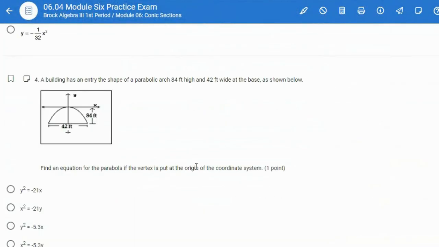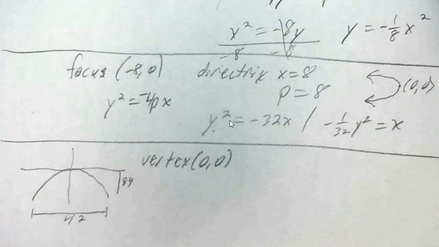All right, here's one of those that has a building with an entry in the shape of a parabolic arch. I'll draw this just so we get a good picture of what we're looking at. It's 84 feet and 42 feet, which means it's not drawn to scale, right? Because the 84 is twice as big as 42. But let's play with it.